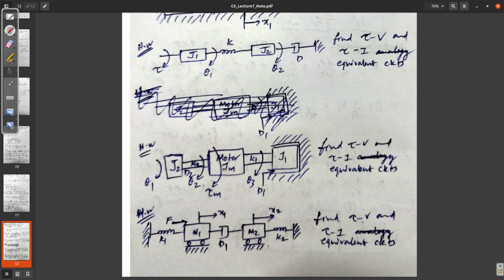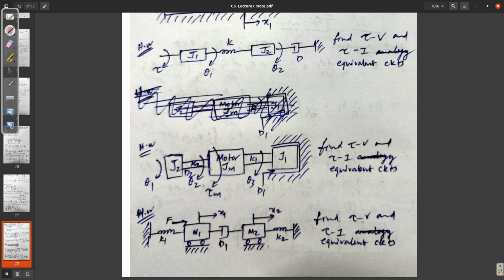Similarly, this motor has a torque as well as an inertia Jm. So this is a 3-node system. Theta 1, theta 2 and theta 3 are there. And the only difference for this one is that here 2 wheels are given. It is rolling, and rolling means no friction. Rolling friction is negligible, so we don't have to model any dampers for this friction.